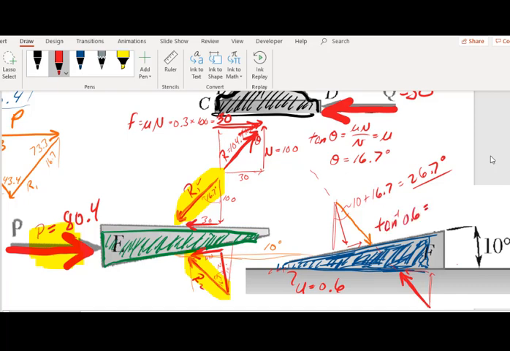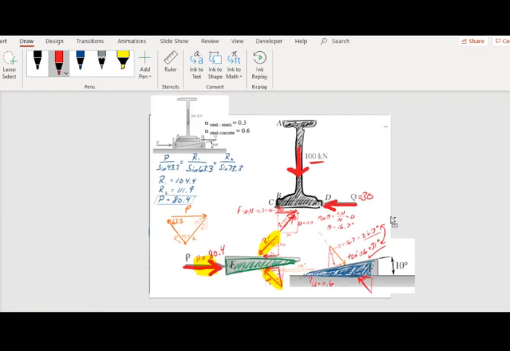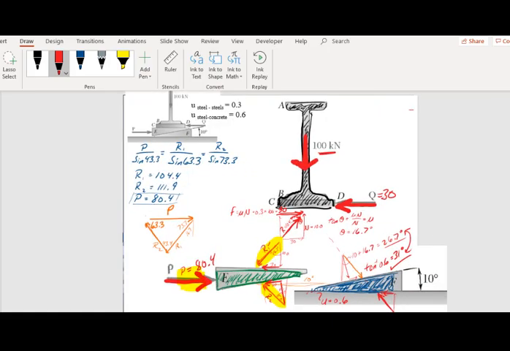So look at those angles. We've got 16.7 plus 10 versus 31, so we're good. We're not going to slide here. Okay, hope that wasn't too painful. Draw large pictures with these things.